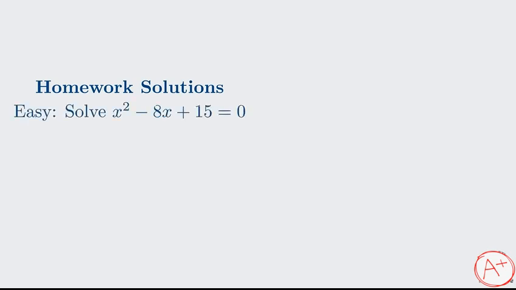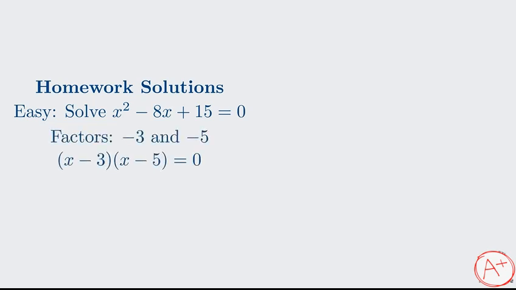Let's go through the homework solutions. For the easy question, solve x squared minus 8x plus 15 equals 0. We need factors of 15 that add to negative 8. These are negative 3 and negative 5. Writing this in factored form, we get x minus 3 times x minus 5 equals 0. So, x equals 3 or x equals 5.